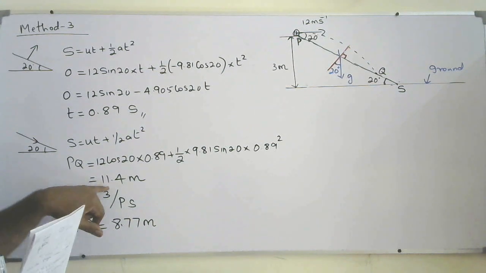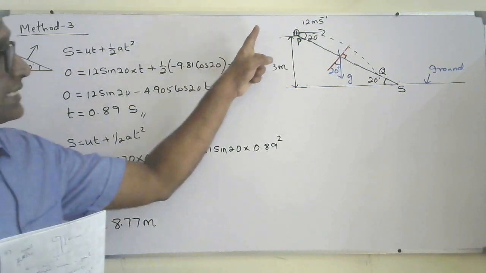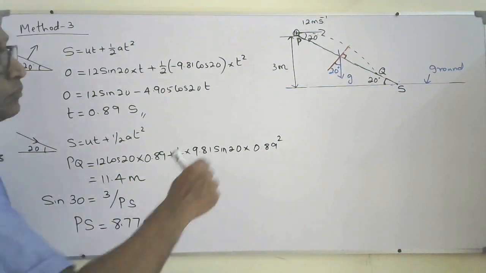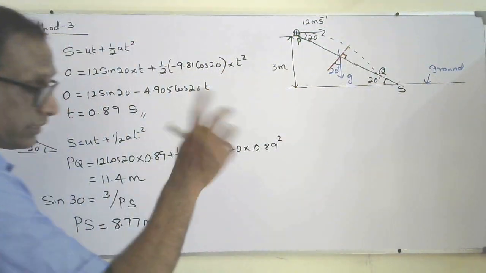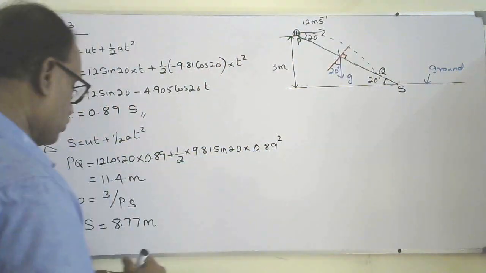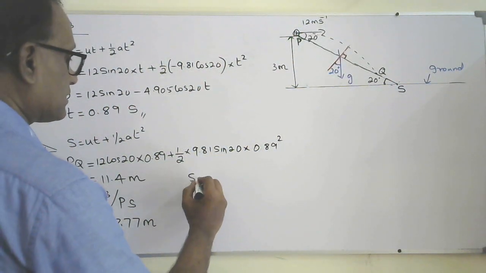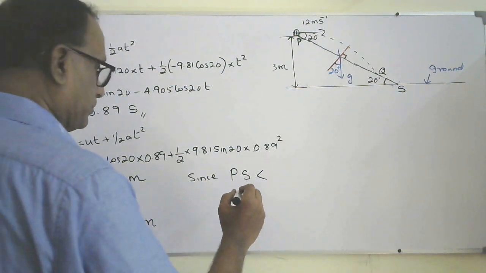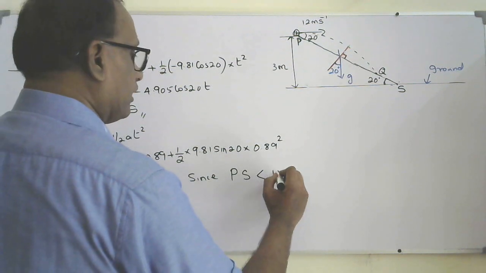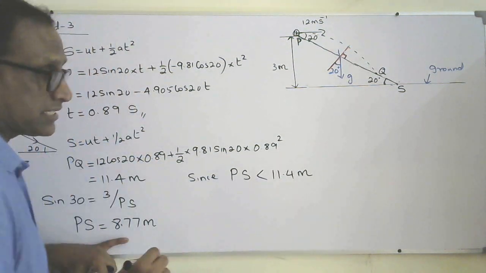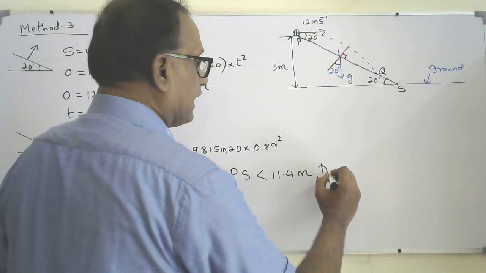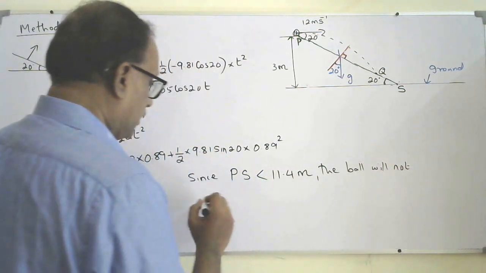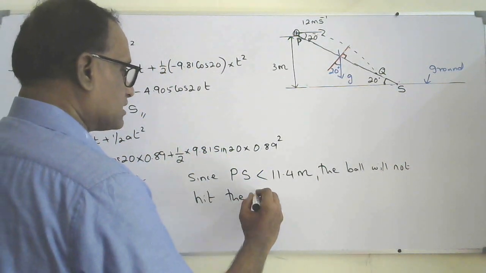That is smaller than the range of the ball along the slope down. Range of the ball along the slope down is 11.4 meters, but this length is 8.77 meters. That means the ball will hit the ground out of the slope. So I can say since PS is less than 11.4 meters, that is the range along the slope, the ball will not hit the slope.